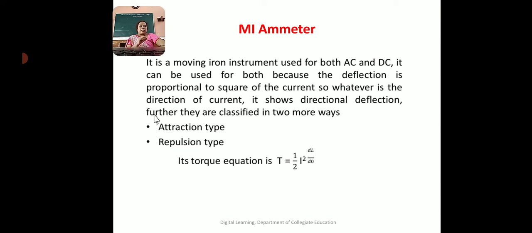Unmagnetized soft iron is placed in a magnetic field, then what happens? It is attracted towards the coil. Unmagnetized soft iron, when it is placed in a magnetic field, is attracted towards the coil.